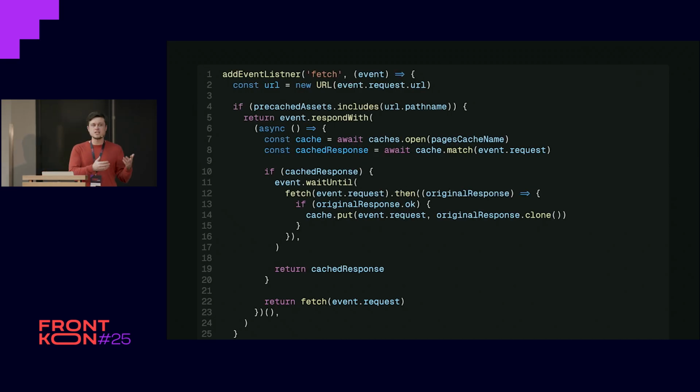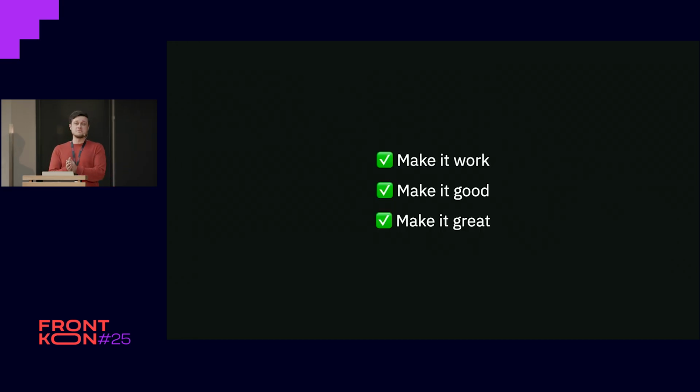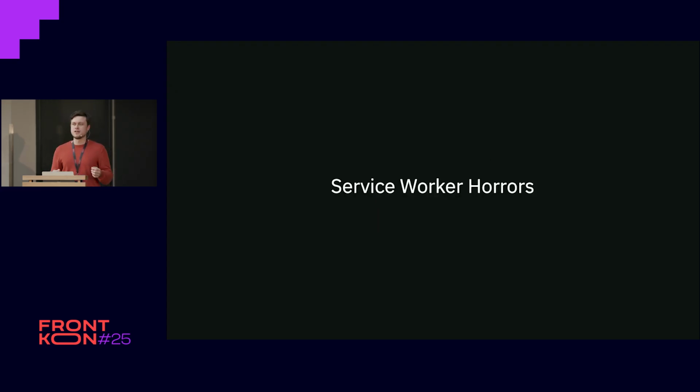And by doing this, we effectively implemented the stale-while-revalidate caching strategy. So fetch the original thing and update the cache. And that makes the worker great. There's, of course, more you can do with workers, but this is already a good MVP that brings value and works for your app. And one thing I want to talk about now, which is equally as important, is service worker horrors. Things that developers fear and dread about working with service workers.